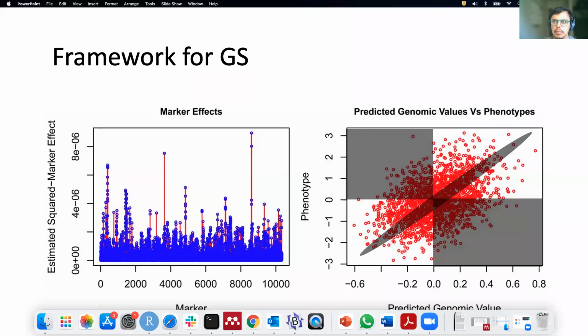And we can speed up the process by doing predictions in early generations, and using those early generations to generate new crosses and new progenies. So that is something you have to think about with genomic selection.